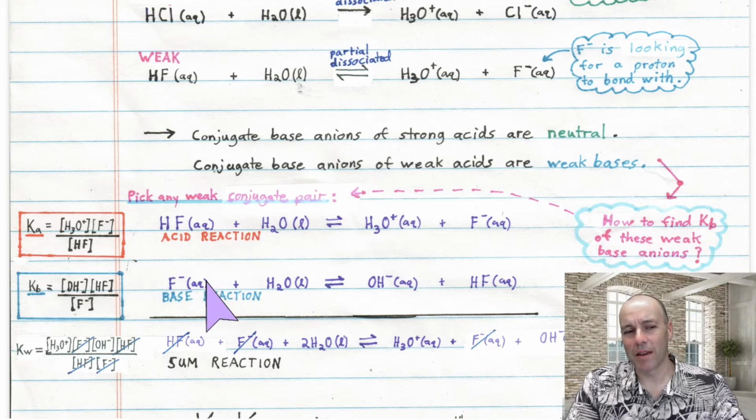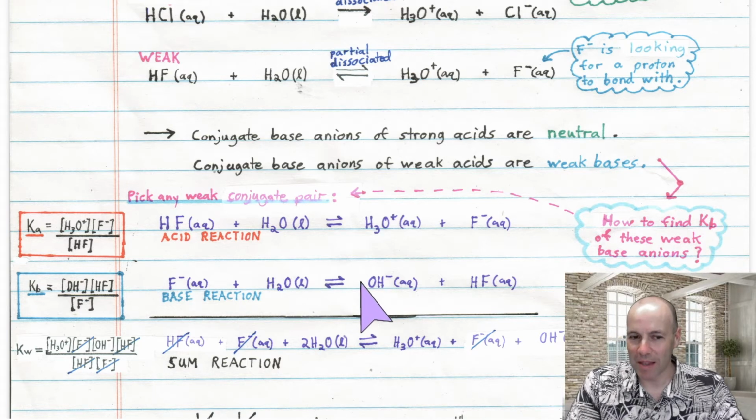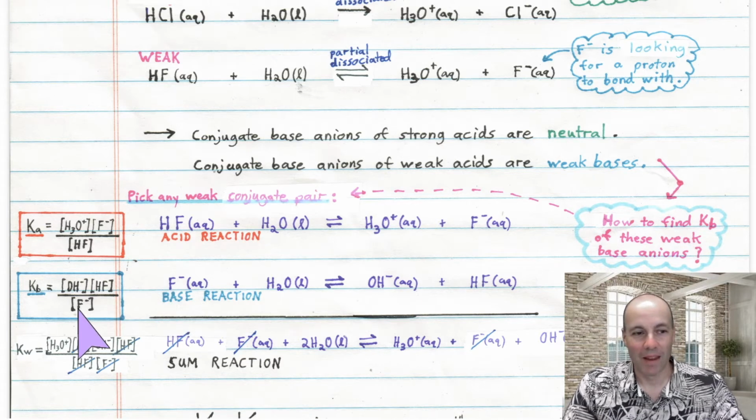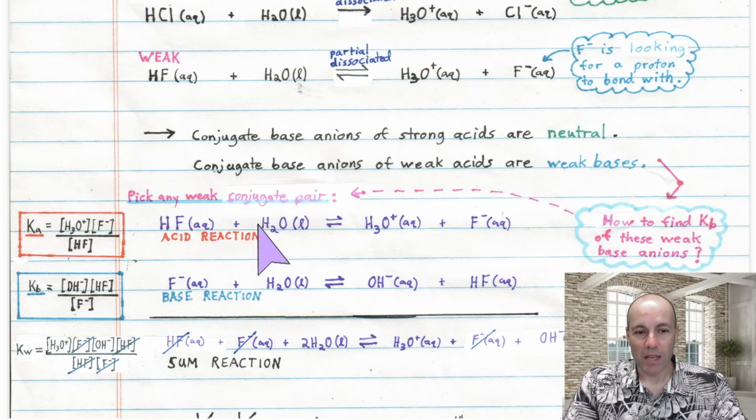Now let's look at the base, F minus. It's a weak base, and weak bases also undergo equilibria, but they produce hydroxides. So this F minus takes a proton from water to reform HF, leaving hydroxide. So that's the base equilibrium, and the equilibrium constant expression for it, Kb this time, equals the product concentrations over the reactant concentration. Now, what you do is you take these two chemical equations and you add them together.